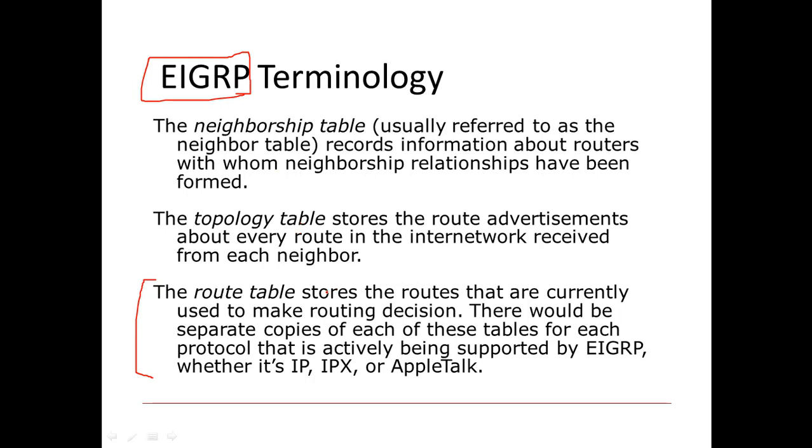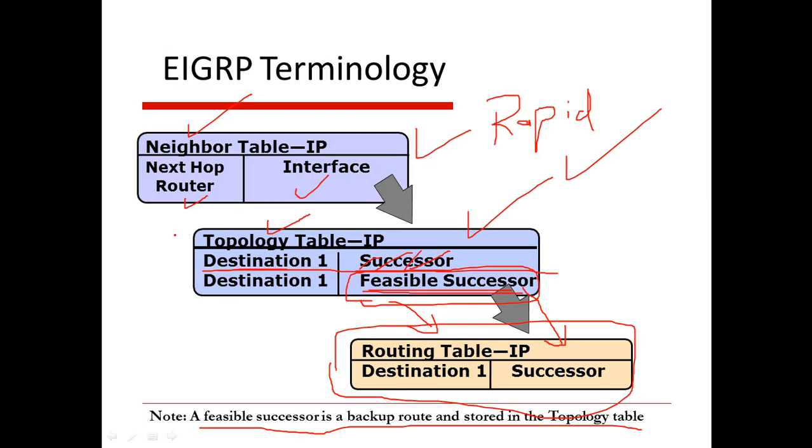The route tables store the routes that are currently used to make routing decisions, and there would be separate copies of each of these tables for each protocol actively supported by EIGRP, whether it is IP, IPX, or AppleTalk, or many more such protocols. These tables are the important thing that you should learn about, how they are updated and how you can include your feasible successor.